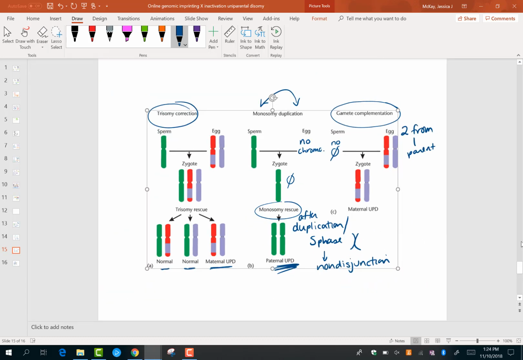Okay. Uniparental disomy in this case is because you already inherited 2 from another parent. Nothing from this parent, so you don't technically have to rescue it or have a duplication. And again, this could be 2 in the sperm, nothing in the egg, and that would be paternal uniparental disomy. So lots of different ways it can arise.